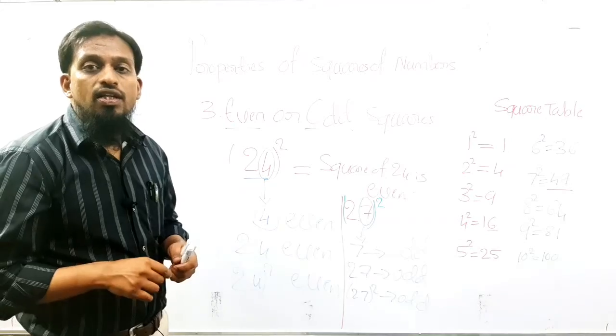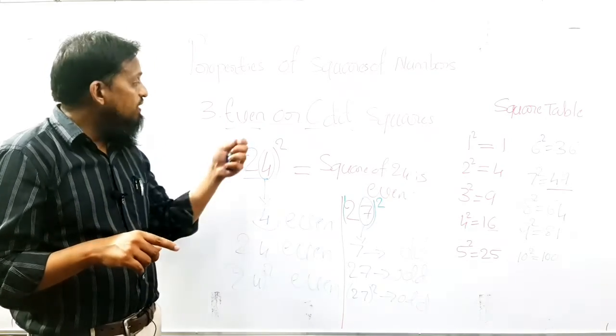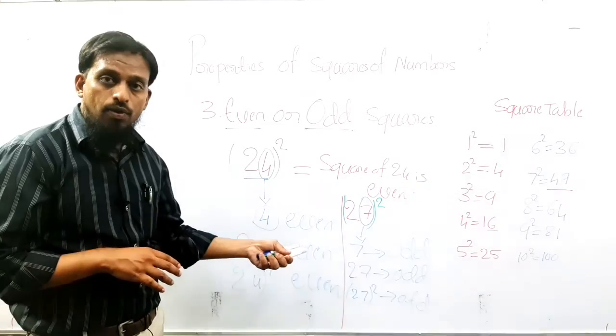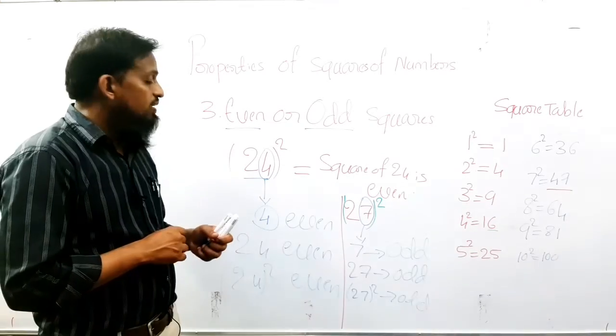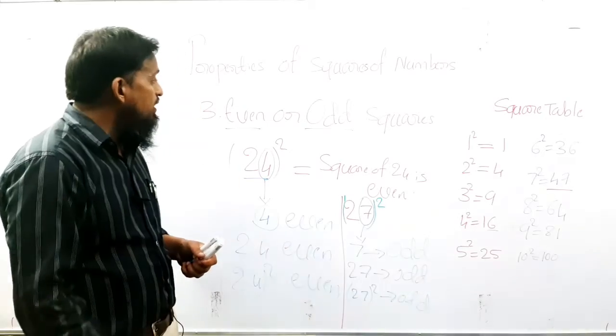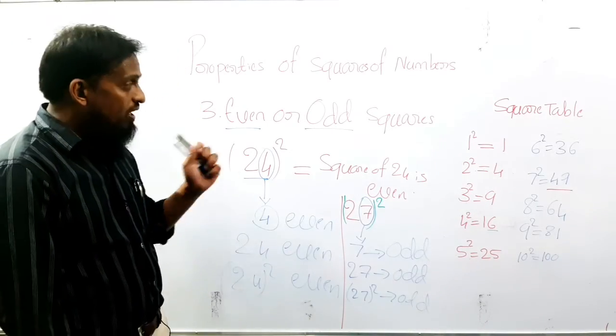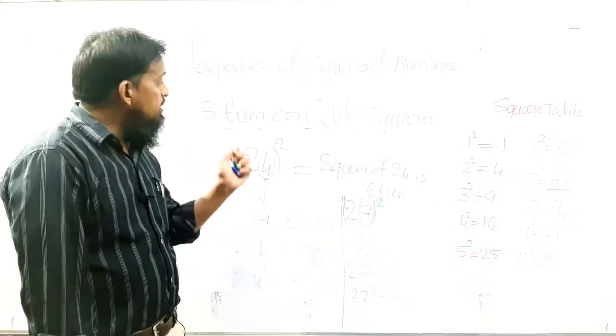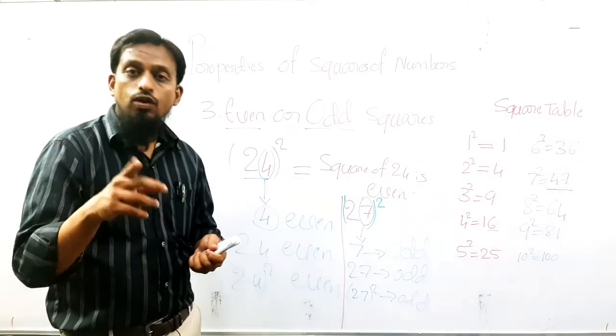If you go to the worksheet, the questions are given to check whether the given number is even or odd. Based on that, you can solve the problem and find out the answers. If you go to exercise 6.1, in the third question, it is asked to verify whether the square of the given number is even or odd. You can solve those too.